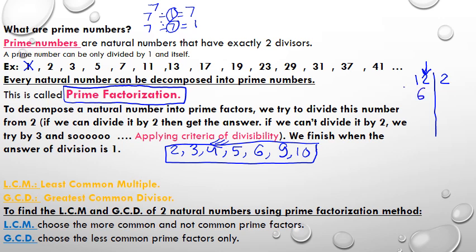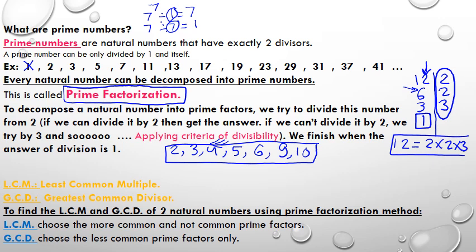Can we divide 6 by 2? Yes, because the ones digit is even. So we divide 6 by 2. The answer is 3. Can we divide 3 by 2? No. So we divide by 3. Only 3 can divide it. The answer is 1. So when the answer of the division is 1, the prime factorization stops. What are the prime factors of 12? These are the prime factors of 12. So we can write 12 as a product of prime factors: 2 times 2 times 3.